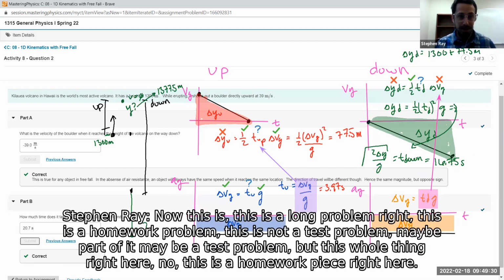Now, this is a long problem, right? This is a homework problem. This is not a test problem. Maybe a part of it may be a test problem. But this whole thing right here, no, this is a homework piece right here.